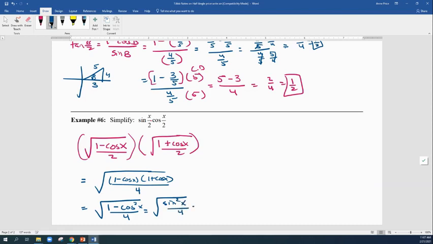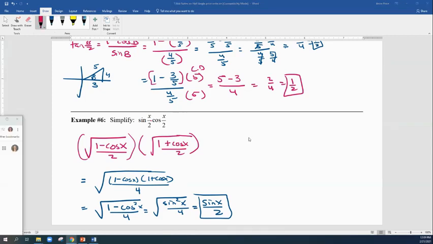And we're square rooting everything. Well, guess what? Sine squared of x square rooted is just going to be sine of x. And square root of 4 is going to be 2. So this half angle times half angle ends up being sine of x divided by 2, or a half of that. Okay.